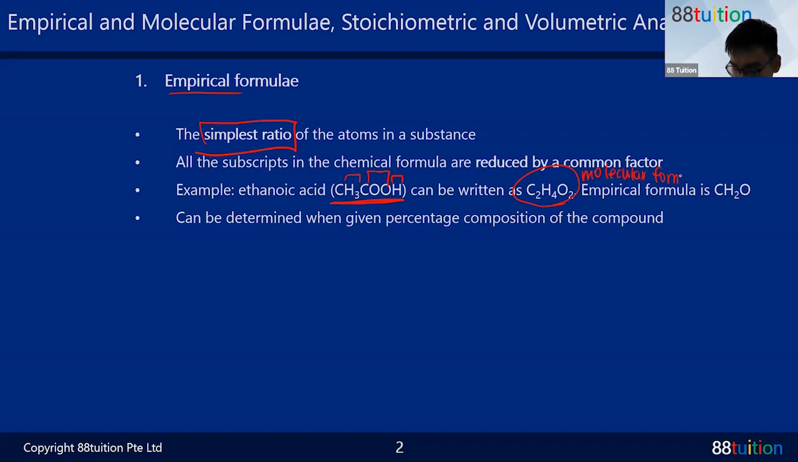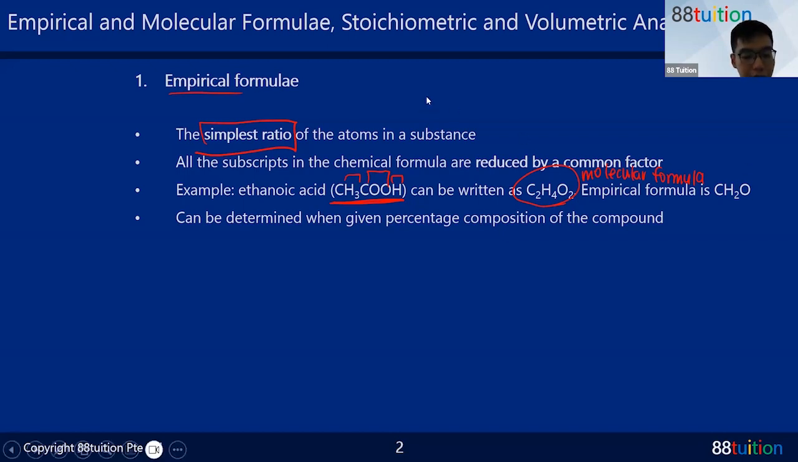But then you realize that with C2H4O2, everything is an even number. So what is the simplest form that I can express this in? The empirical formula will be CH2O, everything divided by 2. So it is the simplest ratio. It doesn't represent the actual formula, it's just the simplest ratio.